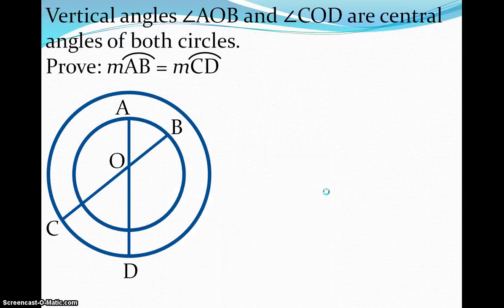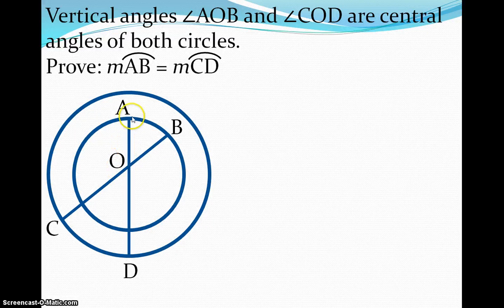Our first proof that I want you to go through, so take note again of the written directions. Angle AOB and angle COD are vertical angles and central angles of both circles. Even if it doesn't look like it, it's fairly close. I tried to make it as close as I could, but we're going to say that O, I know these are central angles, so I know that O is the center of my circle.